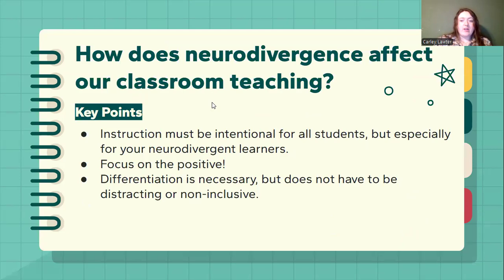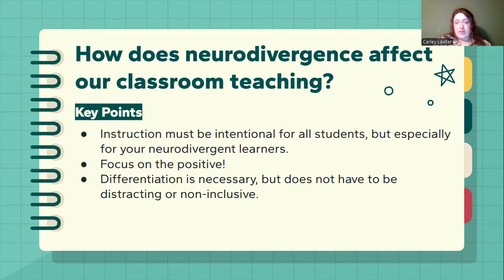So this is our introduction, and our question is, how does neurodivergence affect our classroom teaching? I want to start us off with some key points that we're going to talk about throughout this presentation, and we're going to need to remember long after this presentation is over. So the instruction has to be intentional for everybody. That's a major tenet of teaching. But most importantly, it's very, very important that your teaching for neurodivergent students is differentiated and intentional. Everything you do should have a purpose for them and be specifically tailored to their needs.